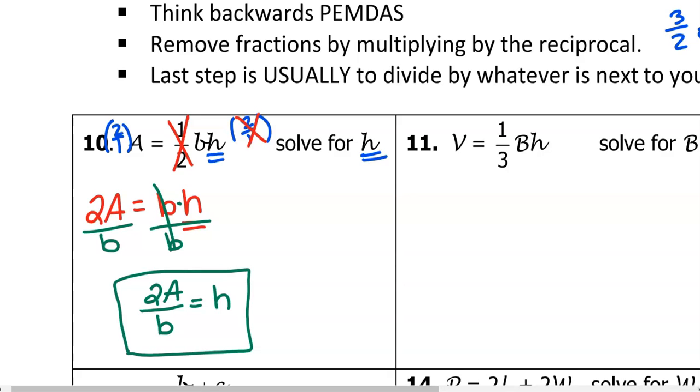Yes? I don't understand the first part. How we got rid of the 1/2? Okay, so we multiplied both sides by 2 is what we did up here. This is technically 1 divided by 2, right? To get rid of that, we're going to multiply by 2. If I do it to one side, I have to do it to the other side. I have to multiply it over here.